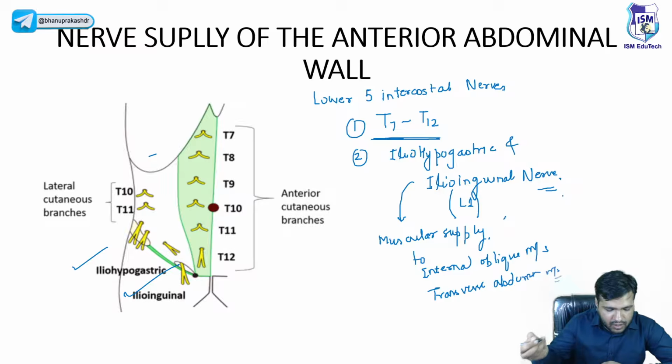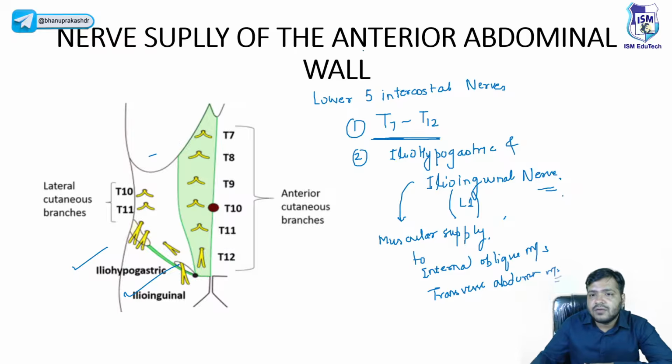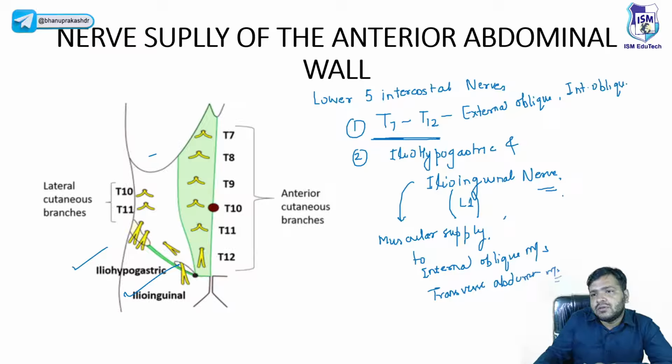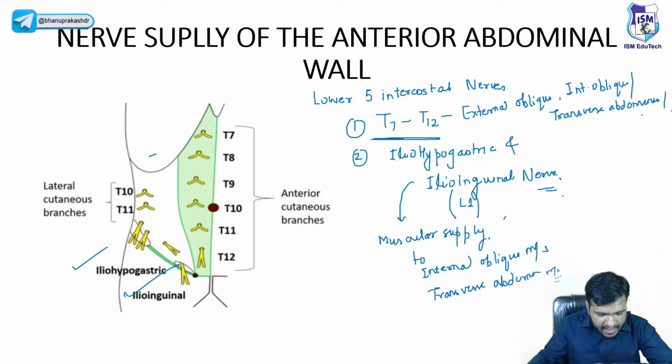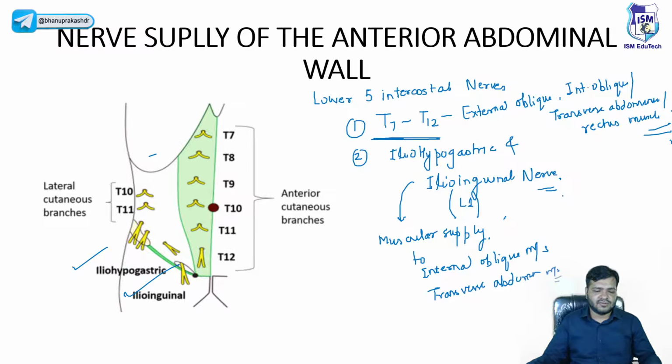And if you ask what about the lower five, they are supplying the external oblique, internal oblique, transverse abdominis, and the rectus abdominis. The middle fibers are getting supply, the external oblique, the internal oblique, the transverse abdominis, and the rectus muscle also in the middle.